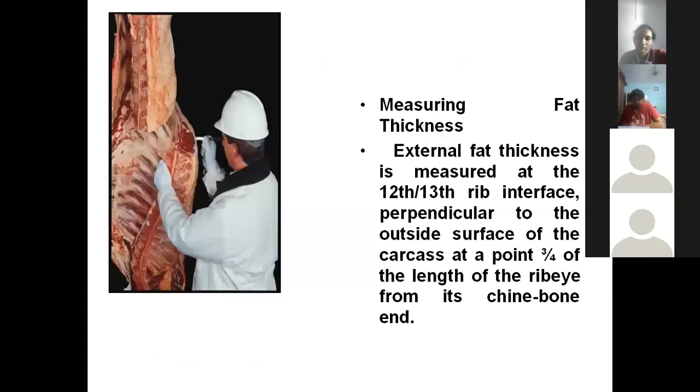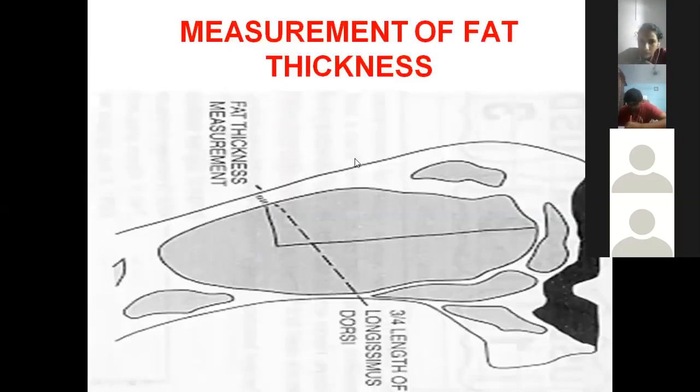So where we'll measure the fat is that the animal is cut between the 12th and 13th ribs. When you cut it out, it will be like this, 12th and 13th ribs. This is the rib eye area. At 3/4 of the length of this rib eye area, we will be measuring the fat thickness. For example, suppose this is 100 centimeter. You assume it as 100 centimeter. At the 75 centimeter, or from here 25 centimeter, this is the place where we will examine the fat thickness.